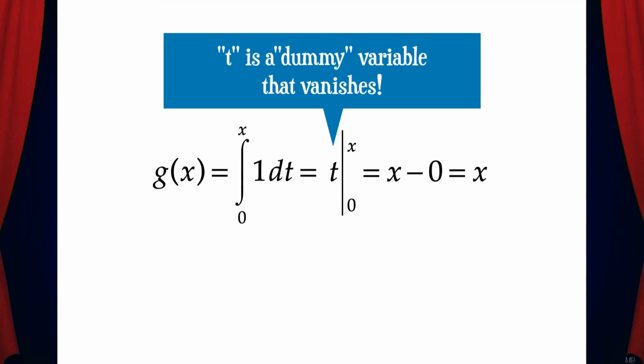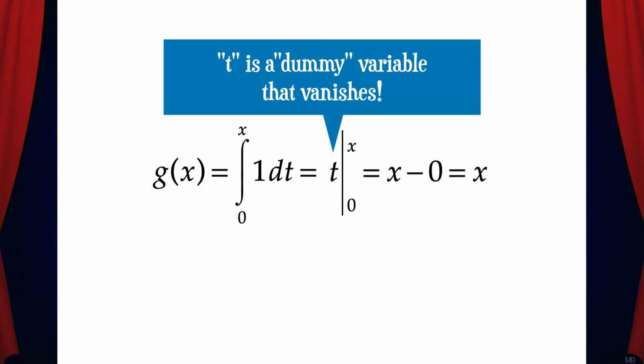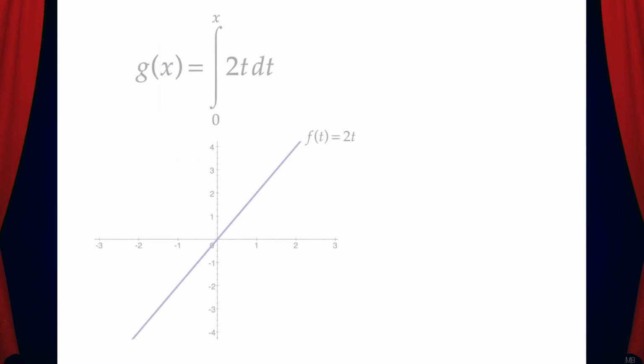Note that when we actually solve the integral, the variable t vanishes. t is just a dummy variable inside the f function, and its purpose is to help us distinguish between the variable x as a limit of integration and the function f of t. In any case, the variable t will vanish when we actually solve the integral. Let's look at another example.